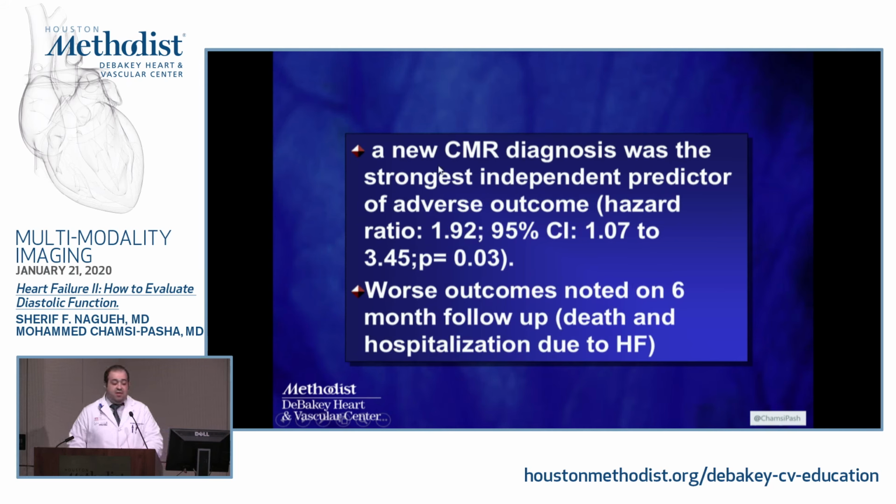And what they found in this study was that a new CMR diagnosis was the strongest independent predictor of outcome, which here was a major adverse cardiac event, including hospitalization for heart failure and all-cause mortality, with a hazard ratio of almost 1.9 and a significant p-value. There were also worse outcomes noted on a 6-month follow-up, including death and hospitalization due to heart failure.